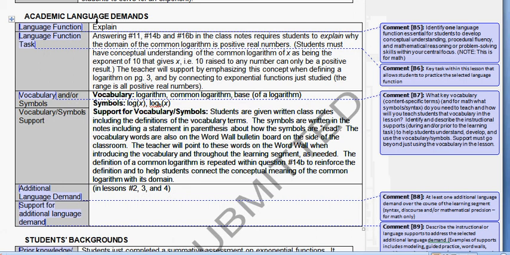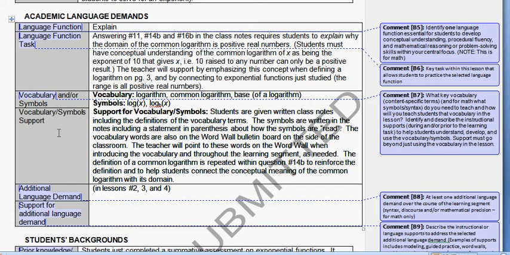Okay, next up for academic language demands is usually the one that students find the easiest, which is identifying the vocabulary. And for mathematics, it would be vocabulary and/or some symbols too, that would be required for the lesson plan. And then you want to state again how you would support the learning of the new vocabulary.